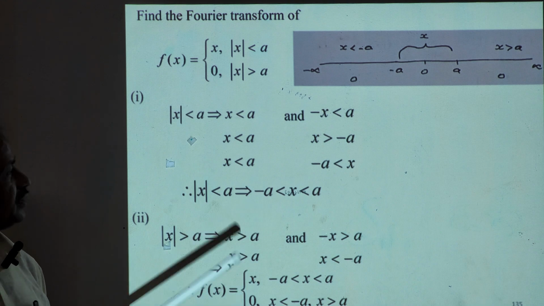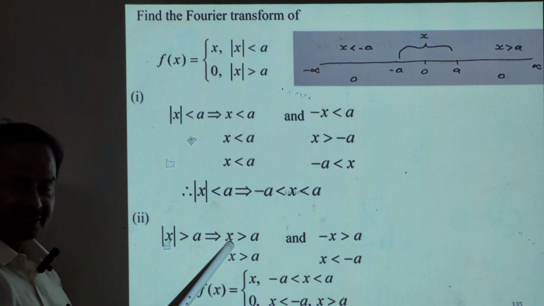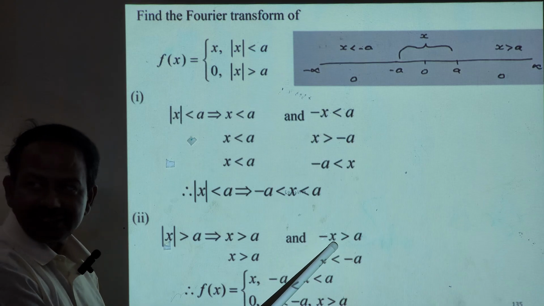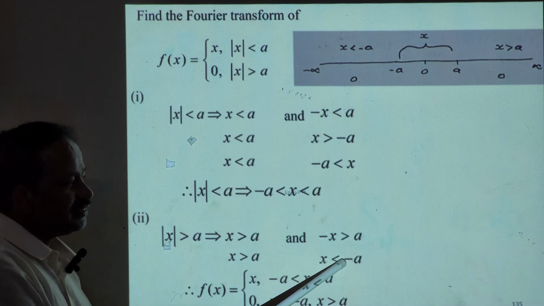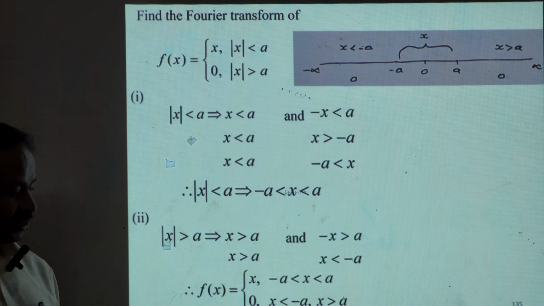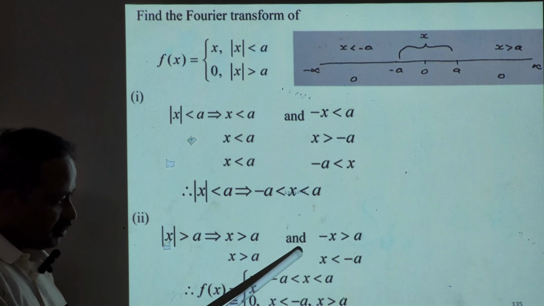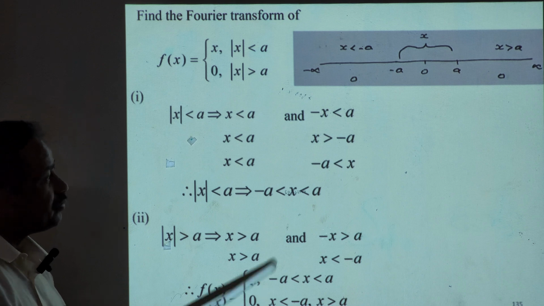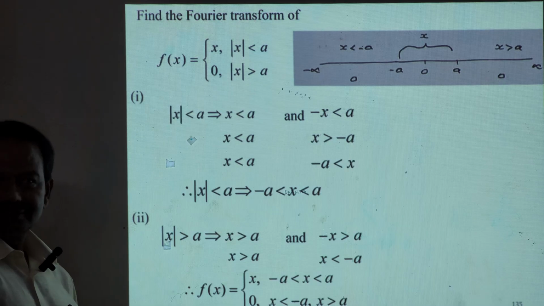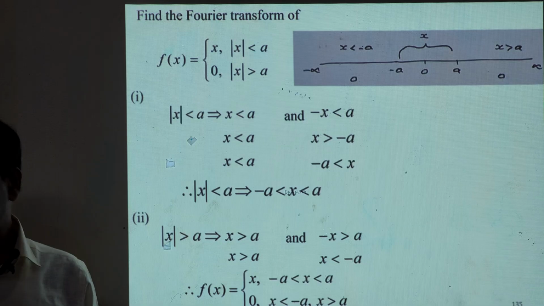Is it okay? Similarly, mod x is greater than a. If mod x is greater than a, one possibility is x is greater than a. Another possibility is minus x is greater than a, so I can interchange and write x is less than minus a. Okay. Combining these two, that will give me 0. So here x lying between minus a and plus a will be x, and outside it will be 0. So I have rewritten the limits here, and I have drawn the same thing in the graph.